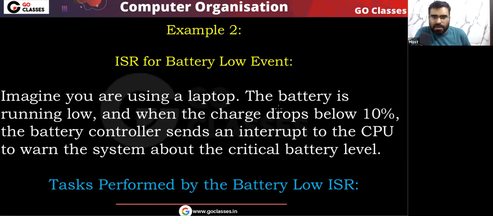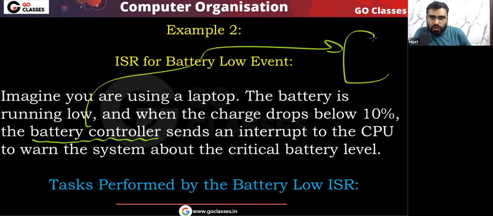Okay, so very simple. Remember, when the laptop battery is very low, or I can say below 10%, then the battery controller, or I can say the battery interface, the battery module. So this battery controller, what will it do? It will send the interrupt to the CPU to warn the system that battery is very low. Now what will the CPU do? When this interrupt goes to the CPU, CPU will see, okay, battery is very low, meaning battery controller is sending an interrupt.